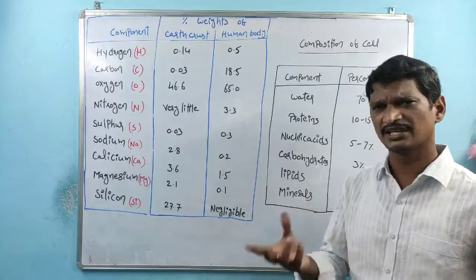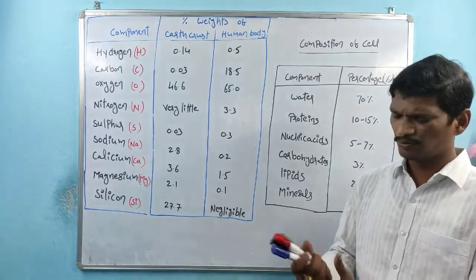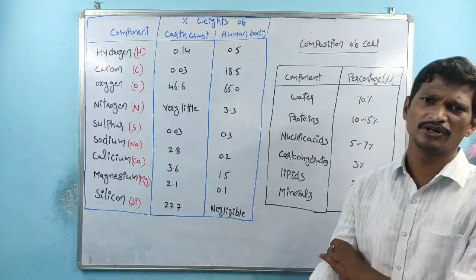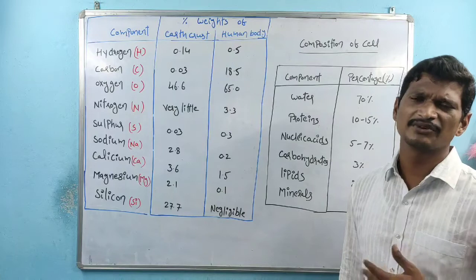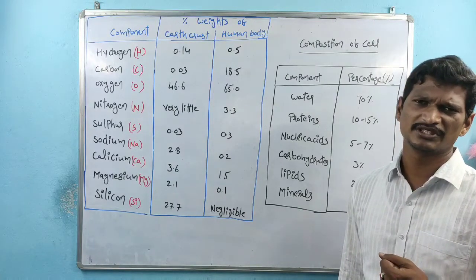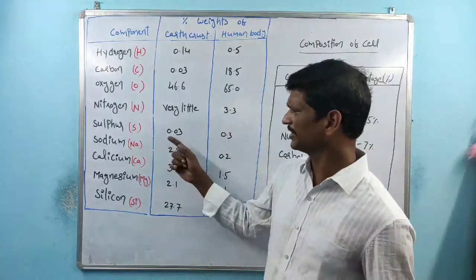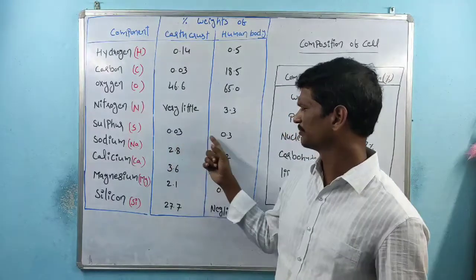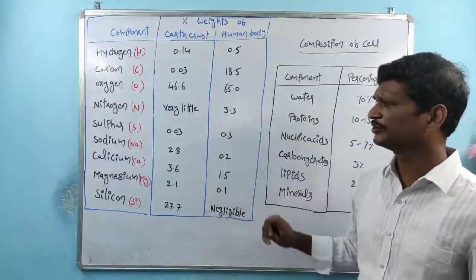The phosphates and sulfur are involved in bone formation within the human body. Calcium is required, phosphorus is required, sulfur is required. All these majorly form the bone structure. So that is a different case. Here the sulfur percentage is 0.03% within the crust, and 0.3% within the human body.